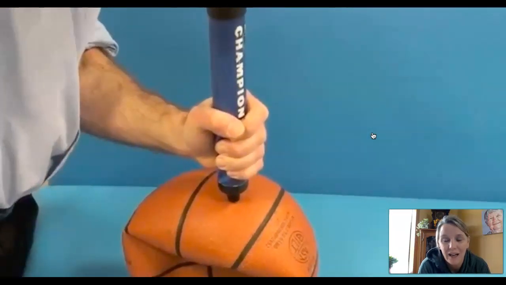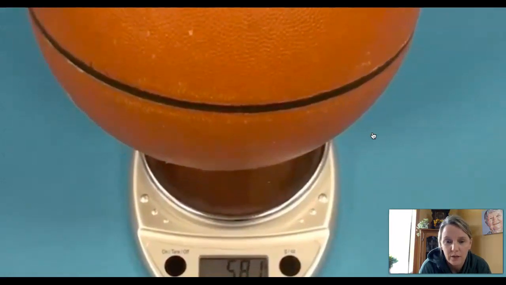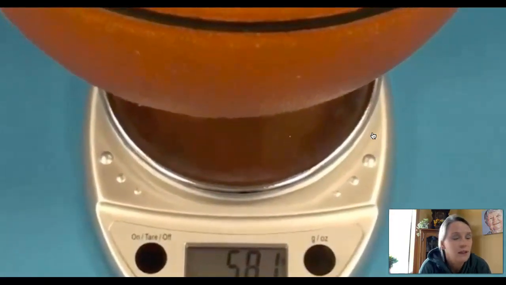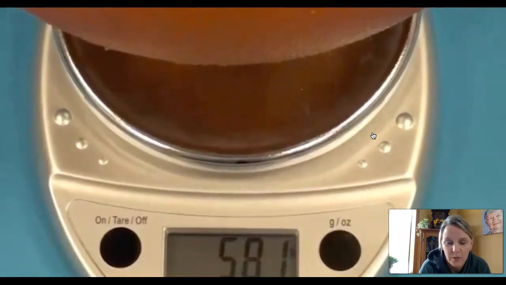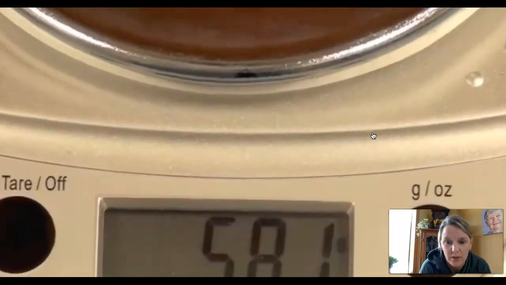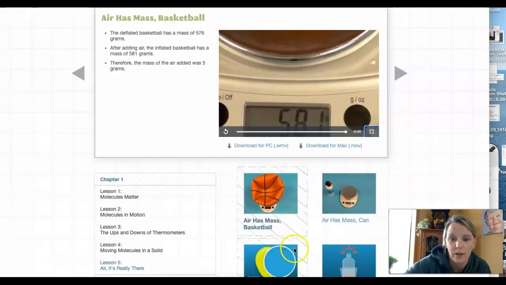So he's putting air inside the basketball. And this demonstration is to show that air is matter. Okay, so now that it's fully inflated, it is 581 grams. So that's 5 more grams in just air. The basketball is the same. It's just that it has more contents. It has more matter. That air weighs something.